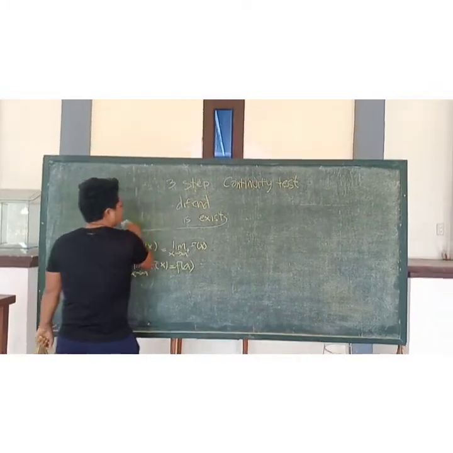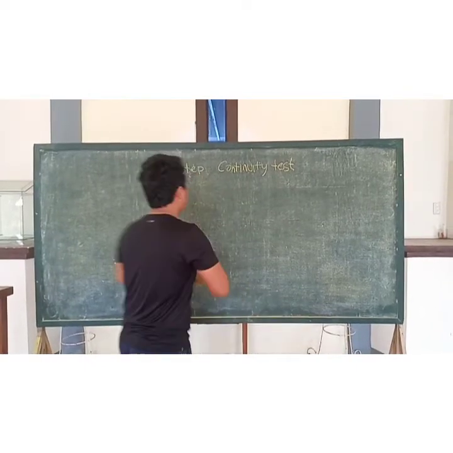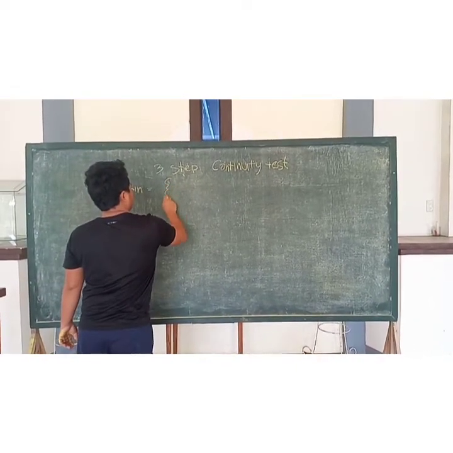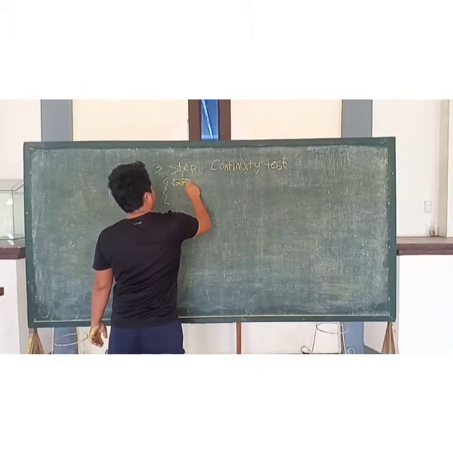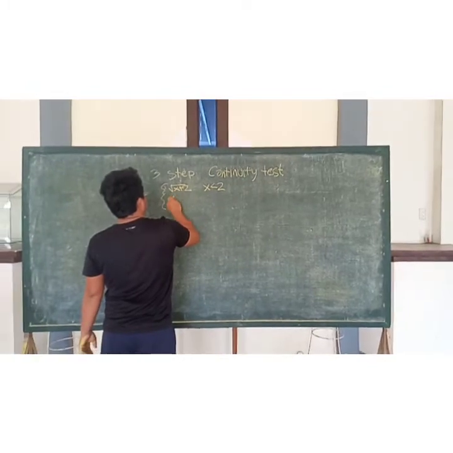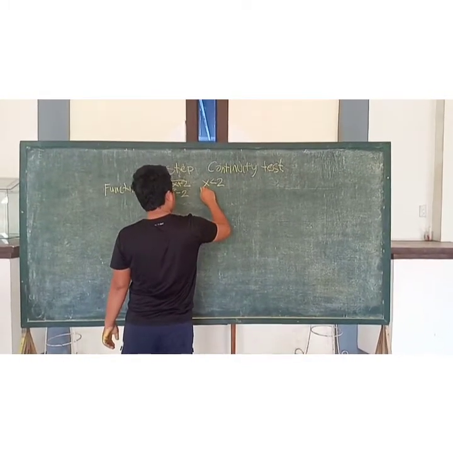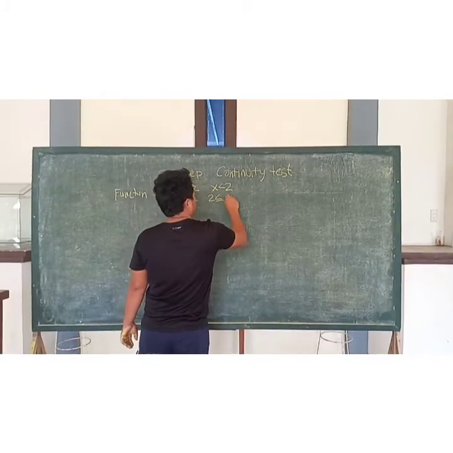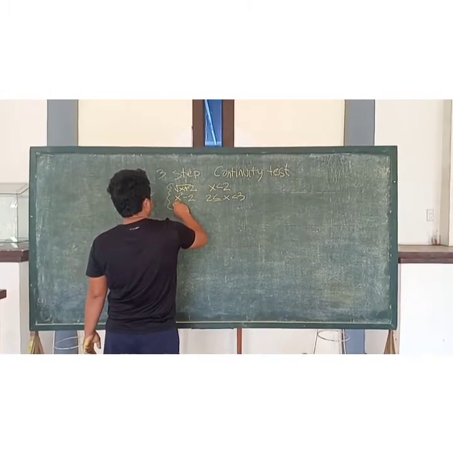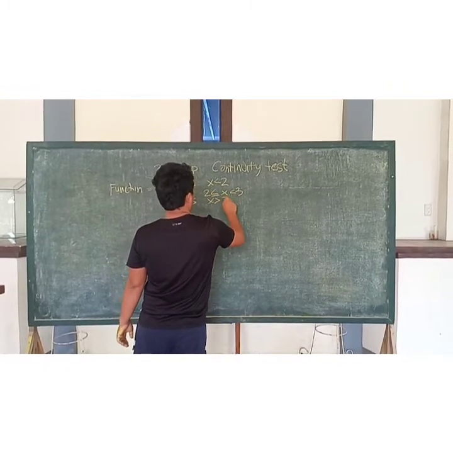So I will give a function. The function is the square root of x plus 2 when x is less than 2, and x squared minus 2 when 2 is less than or equal to x but x is less than 3, and 2x plus 3 when x is greater than or equal to 3.